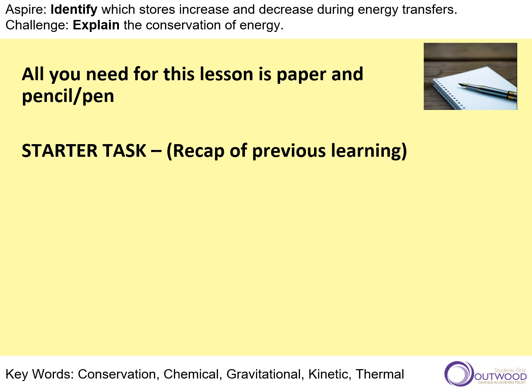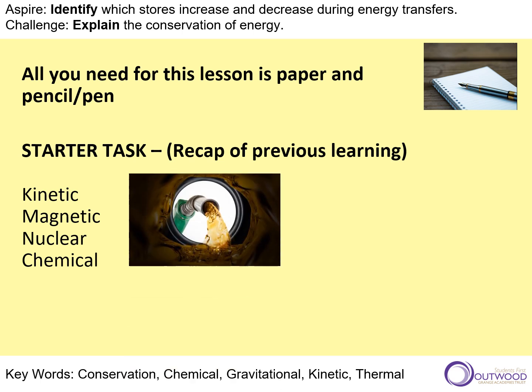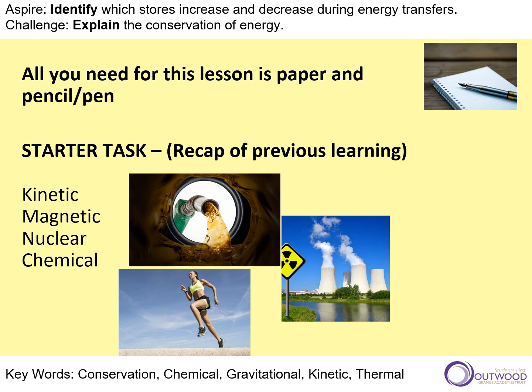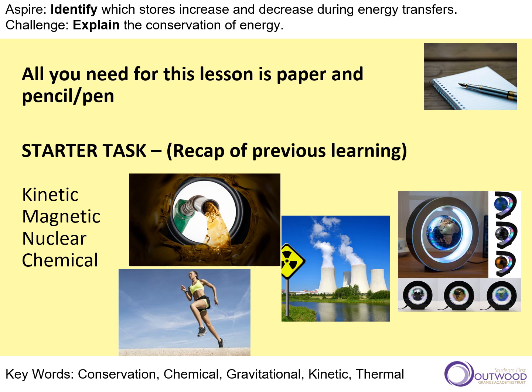And our starter, we're going to recap the previous learning from the last lesson. You can either jot down these 4 words: kinetic, magnetic, nuclear, and chemical. These are different energy stores, by the way. I'm going to give you a certain amount of time, probably 30 seconds, to match these words with the following images. We have got an image of petrol or diesel, an image of a runner, a power plant of some sort, and a levitating earth. I'm just going to give you 30 seconds to match the correct image with the correct word. To help, I'm just going to number them: 1, 2, 3, 4, and your time begins now.